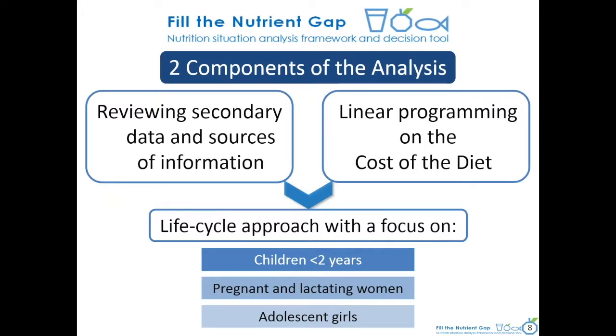The analysis uses two main components. One is quite a comprehensive review of different types of secondary data and sources of information that are relevant to nutrient intake and nutrient access. The other part is linear programming using the cost of the diet.